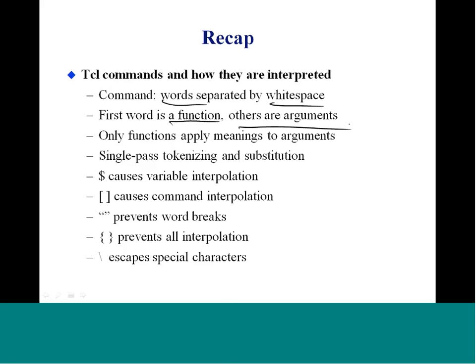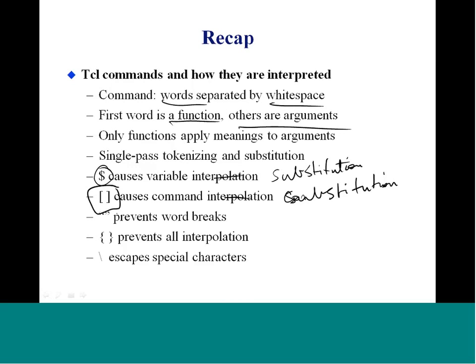And then there are two main concepts that we introduced in the last lecture. One is what is called variable interpolation or variable substitution. Variable substitution is essentially using the dollar sign. So whenever it sees the dollar, it substitutes that variable with the actual value. And then you also have the second important concept, which is command substitution. Command substitution uses square brackets. Whenever we see anything enclosed in square brackets, that is interpreted as a command and executed first, and then the result is fed into the remainder of the expression.